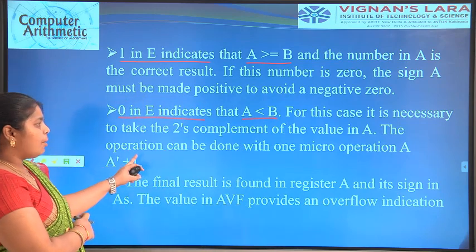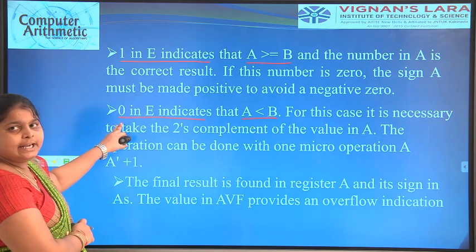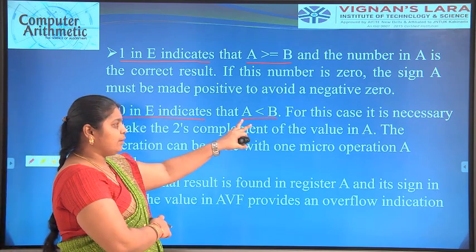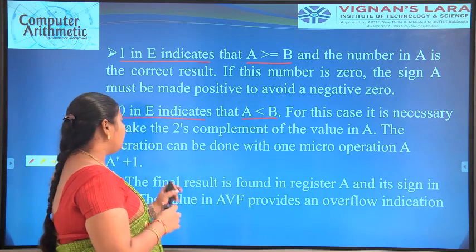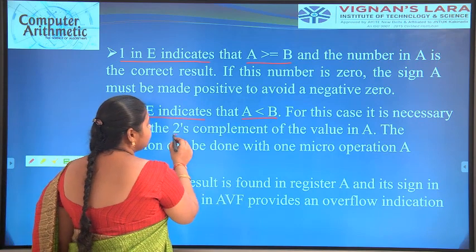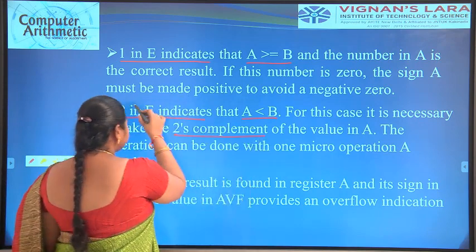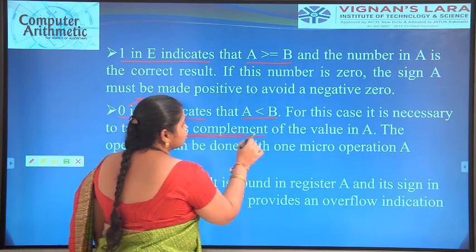We will take the 2's complement of the value in A. For example, if E is 0, the resultant will be A less than B. The value is stored in 2's complement, so we have to take that value to the 2's complement, and then add that number.